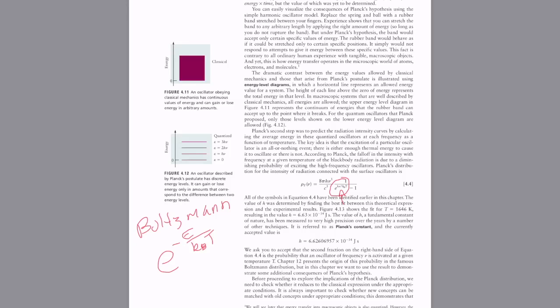So here, the book makes an assertion that classical energy is continuous, but quantum energy is quantized. And that to me, again, doesn't make a lot of sense.